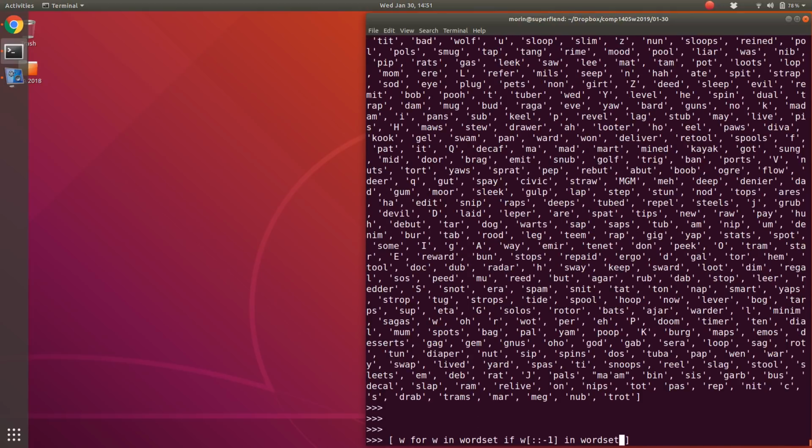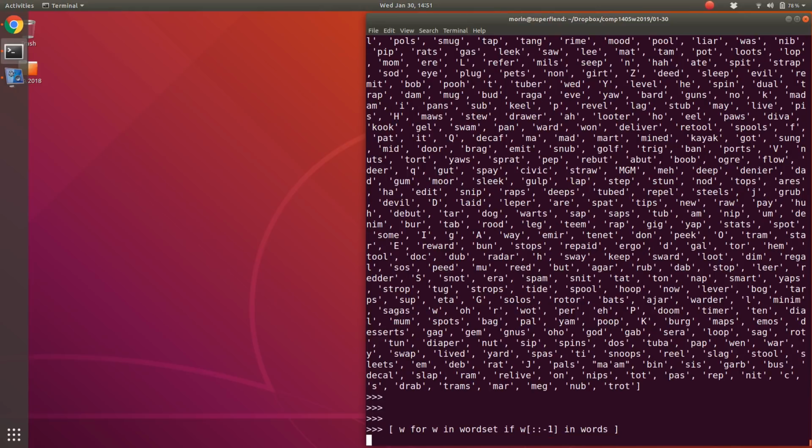Pretty much instantaneous. But we can compare that to getting the same result by, instead of looking in the word set, looking at the list of words that we have. We still have that flying around. And that's how long it takes. So I think we saw that this will finish in maybe a minute or two, but that's quite a difference, right?